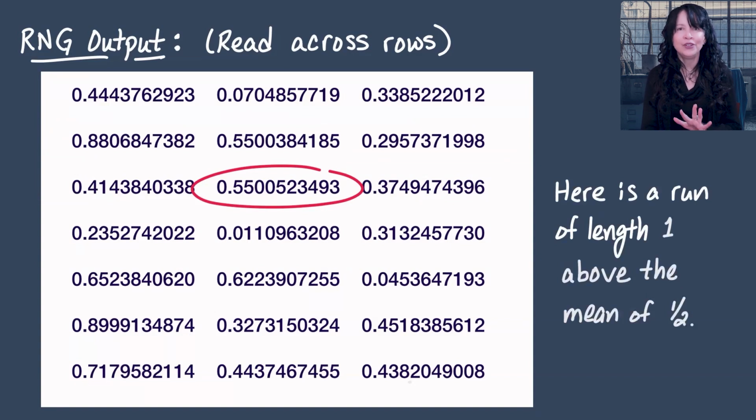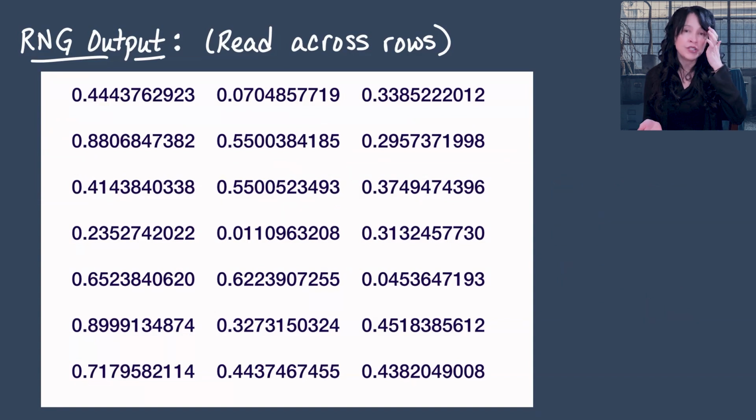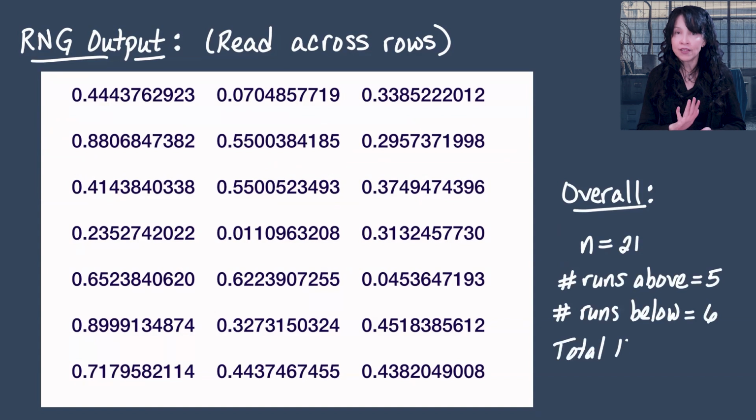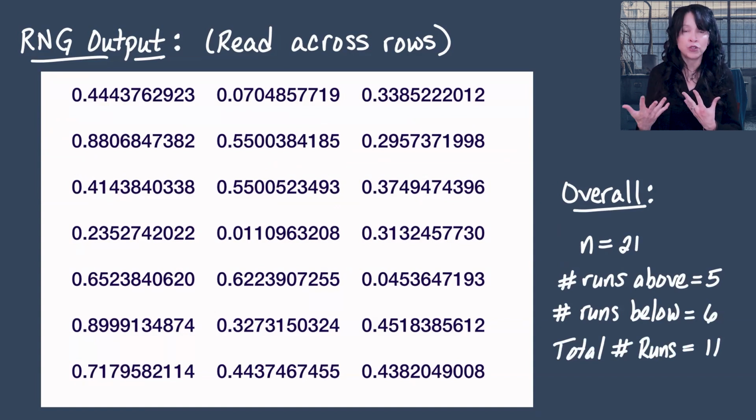Okay, so if you go through this slide, again, there's 21 values here, and count the runs above the mean and below the mean, you'll find that there's 5 above the mean and 6 below the mean, for a total of 11 runs above or below the mean. And this total is all we really care about. We're not going to care today about distinguishing between whether the runs are above the mean or below the mean. And if you'd like, pause the video here and count your runs and make sure you get the same thing as me.